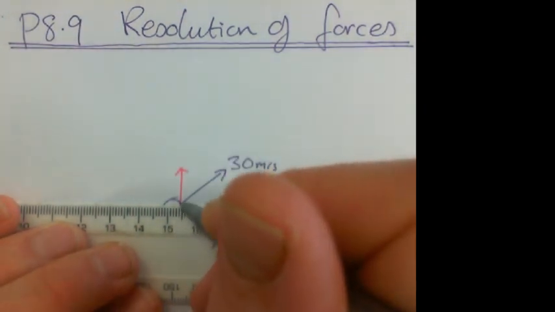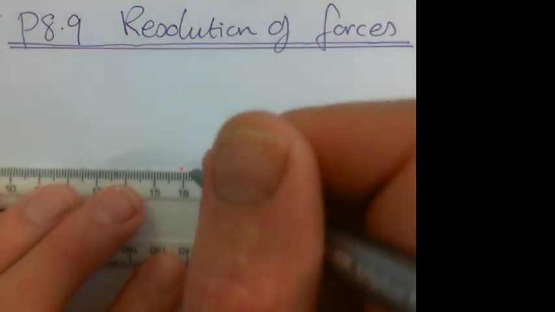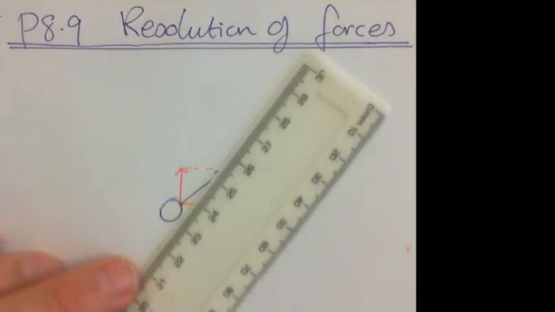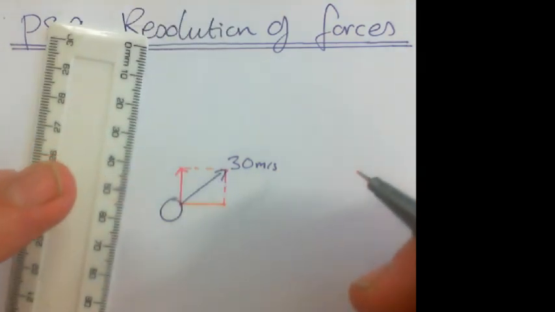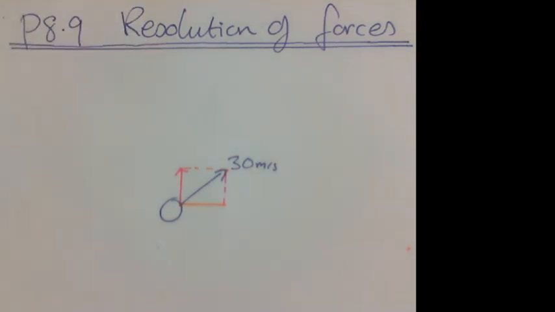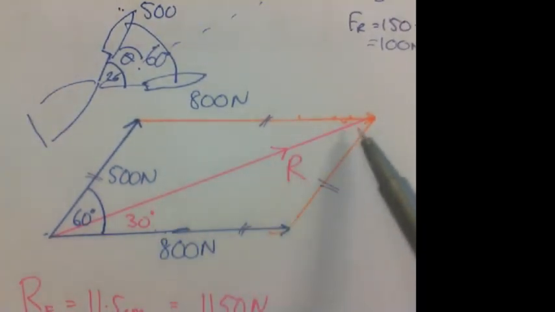So what I've done is I've split it into the vertical and horizontal, and as you can see, this is exactly the reverse of what you were doing in last lesson on parallelogram forces. So on parallelogram forces, you were starting off with two components, so one in one direction and one in another direction, and draw in the resultant force.